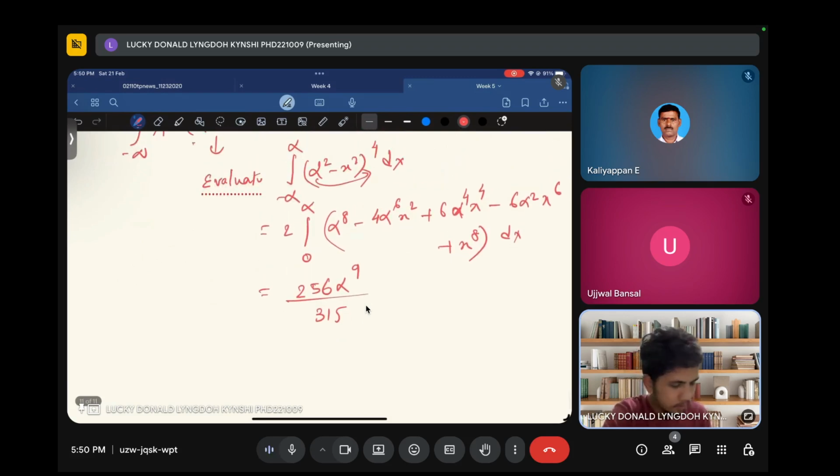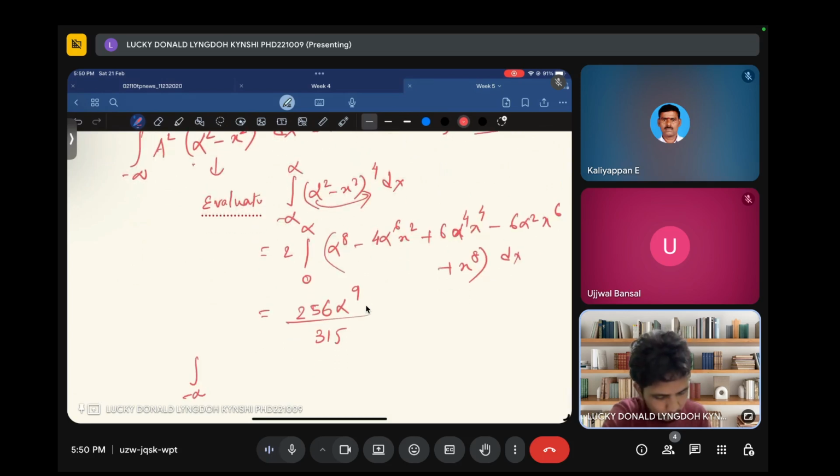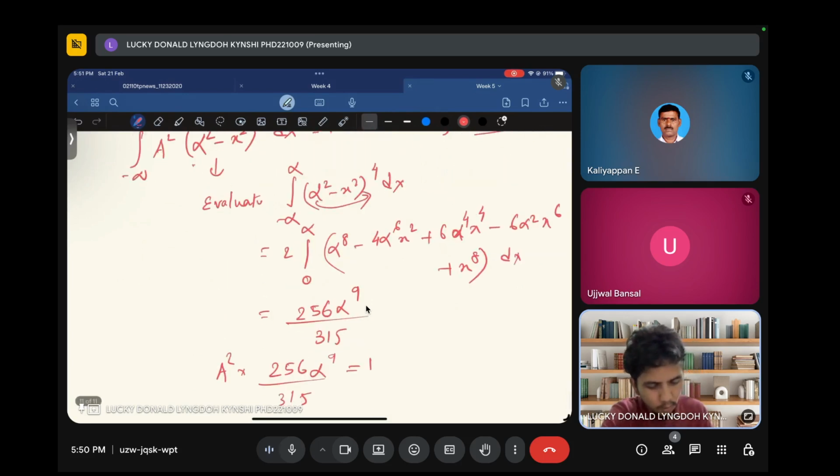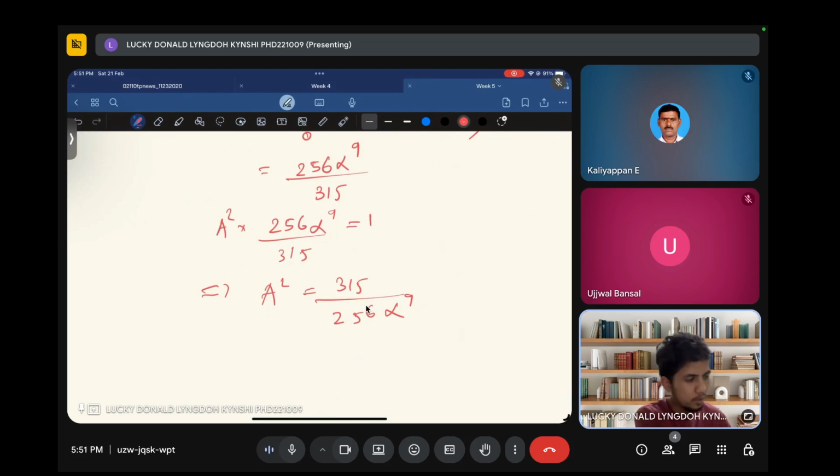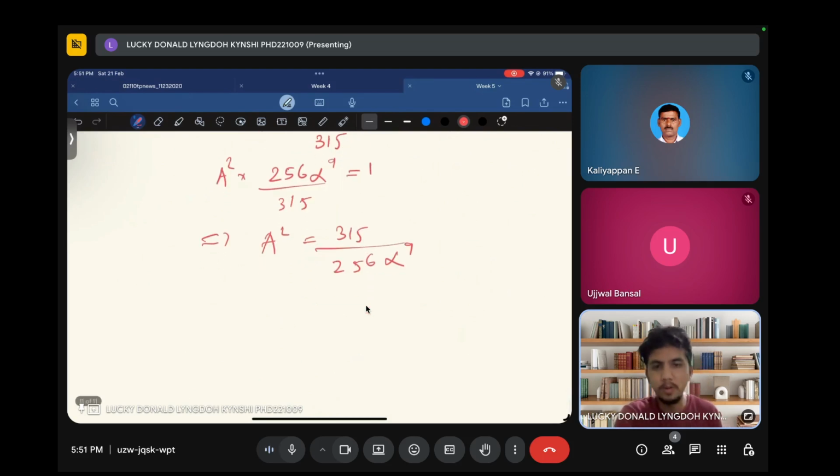That means integration from minus infinity of a square into 256 by 315 alpha to the power 9 equals 1, right? If we substitute back in the first equation, then you will get a square equal to 315 by 256 alpha to the power 9. So that means you got the value of a square. Now a square is done, your normalization.